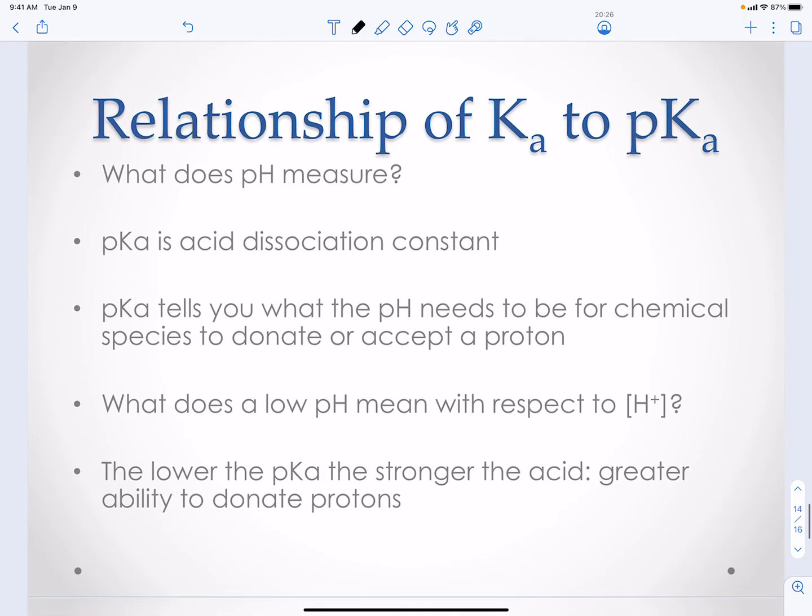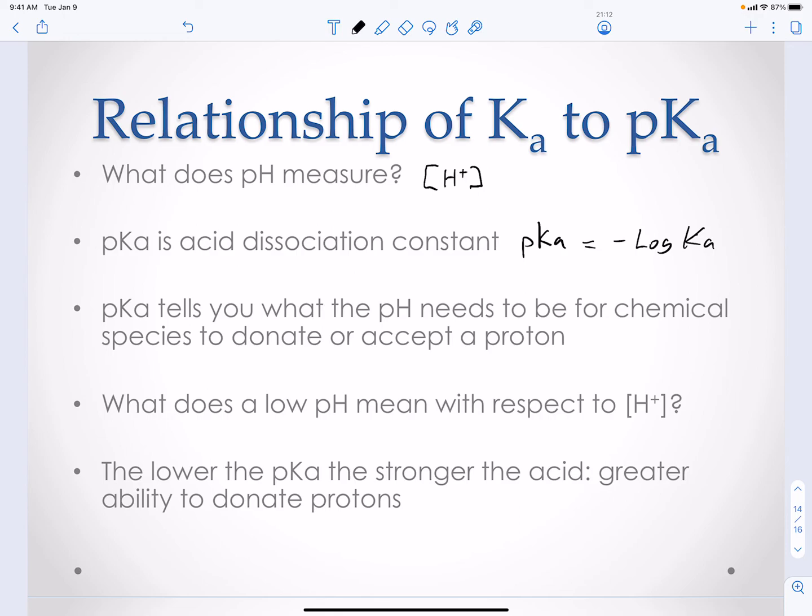Now let's talk a little bit about our relationship of pH to another value called pKa. So pH is measuring our concentration of hydrogen. We know that. And pKa is referred to as an acid dissociation constant. pKa's relationship to Ka is that pKa is the negative log of Ka. So in essence, they're going to almost be reciprocals of each other, and we'll talk about that in just a moment. pKa, the dissociation, tells you the pH needed for a chemical species to donate or accept a proton. So for a chemical species to dissociate, get rid of its proton.